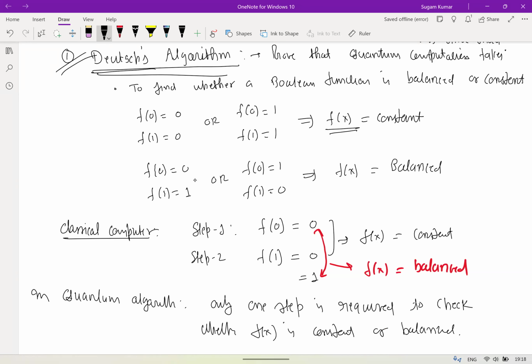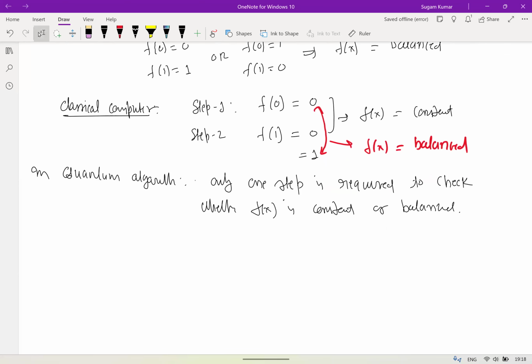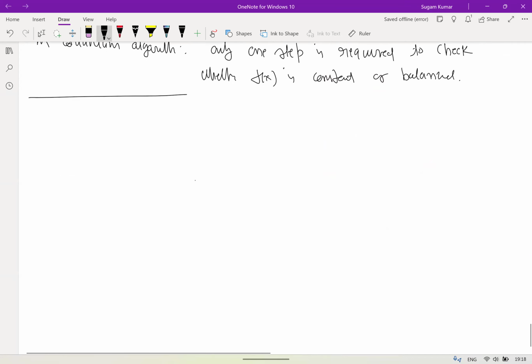I hope this is clear. Is the purpose of the Deutsch algorithm clear to everybody? Yes, sir. So we will check how it is done. First of all, let me tell you the quantum circuit for the Deutsch algorithm.